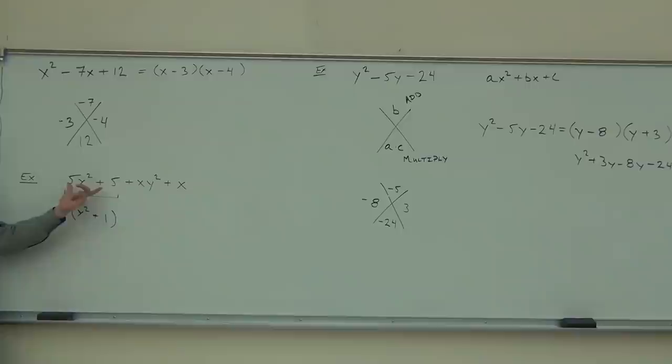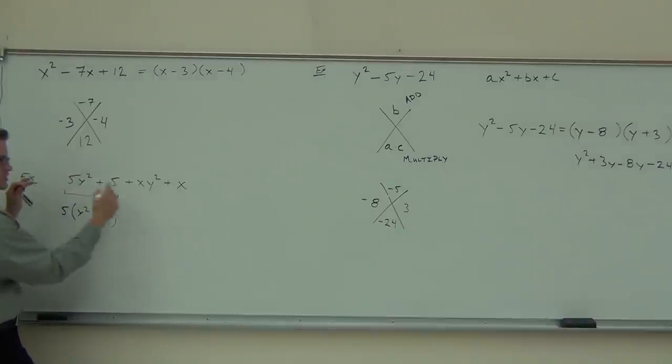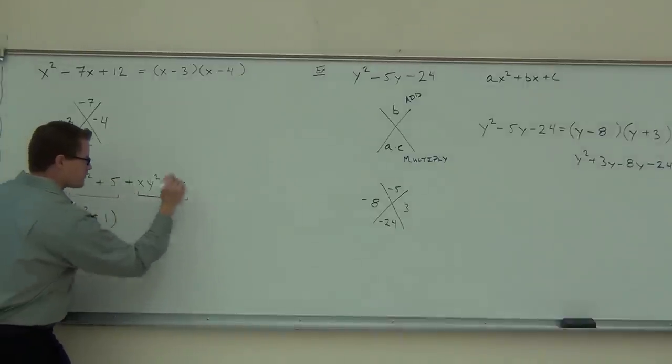Okay, so we have y squared plus 5. We saw that the 5 is common to both terms. We factor out the 5, we're left with y squared plus 1 inside our parentheses. We're going to look at the next one. So we ignore the part we just did. We look at this part.